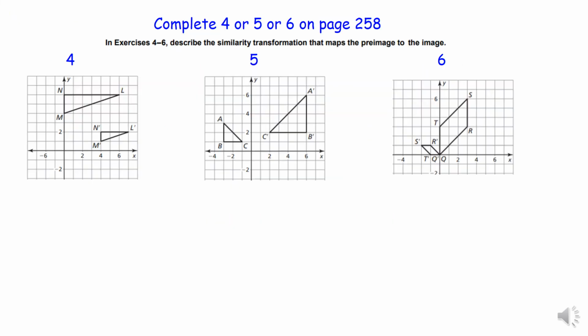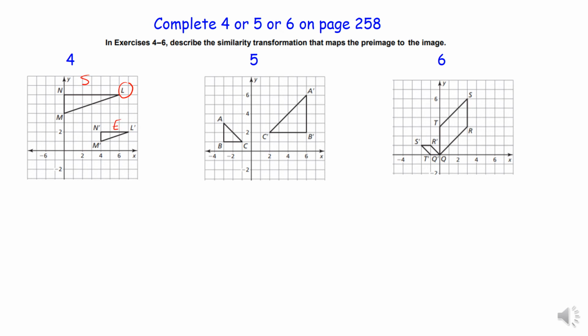Okay? All right, so on page 258, they want you to describe the similarity transformation that maps the preimage, and we always know the preimage doesn't have a prime on it. So this is our starting place. This is our ending place.